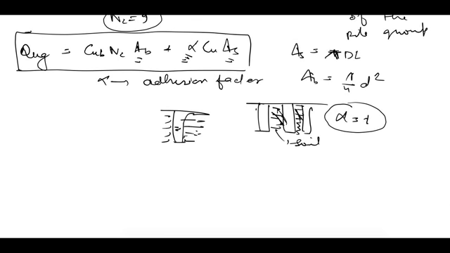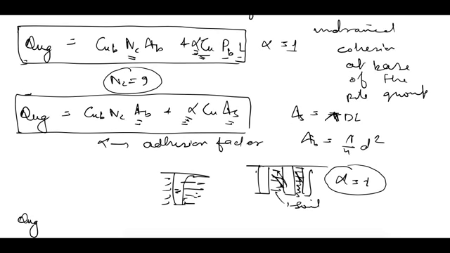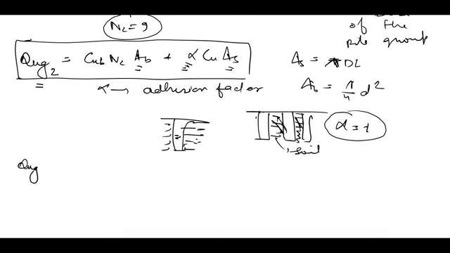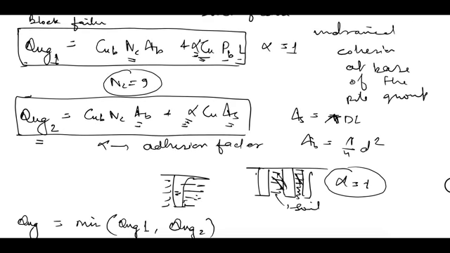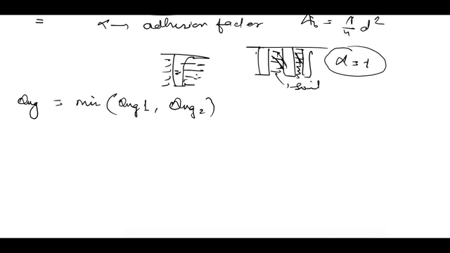Now what will be the value of pile load capacity of the group? So let's say for the block failure, or from the block failure criteria, we find this QUG, and that is QUG1, and from the individual pile failure criteria we found this QUG2. So the ultimate pile load capacity of the group will be equal to minimum of QUG1 and QUG2. So that way we can find out the pile load capacity of the group in case of cohesive soil.